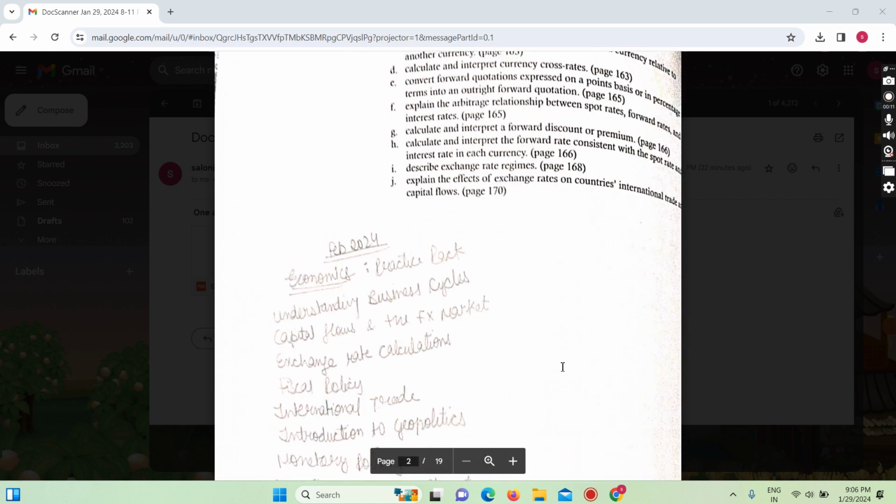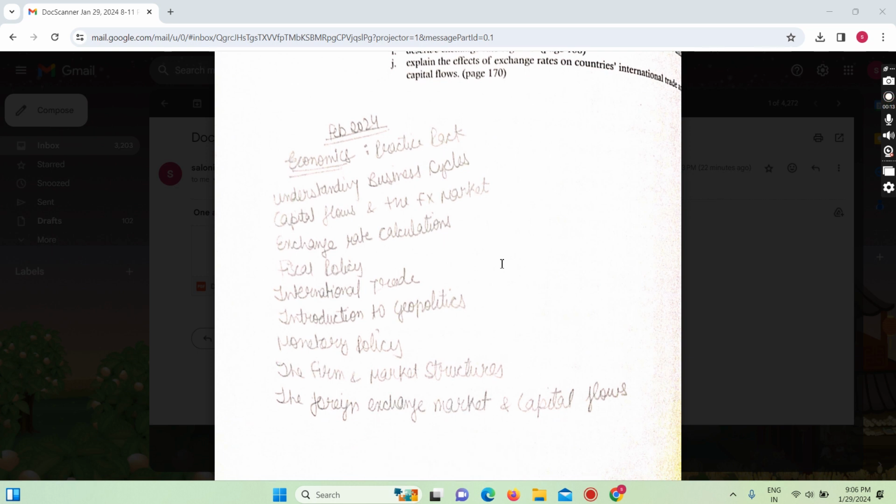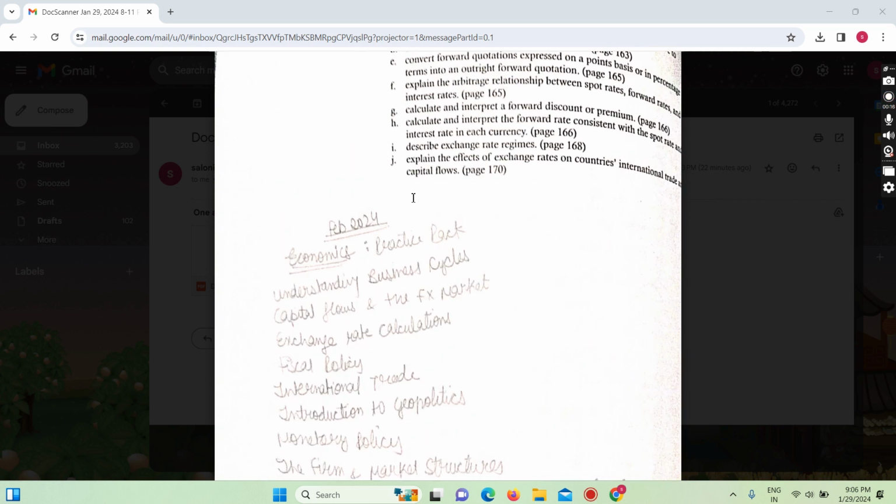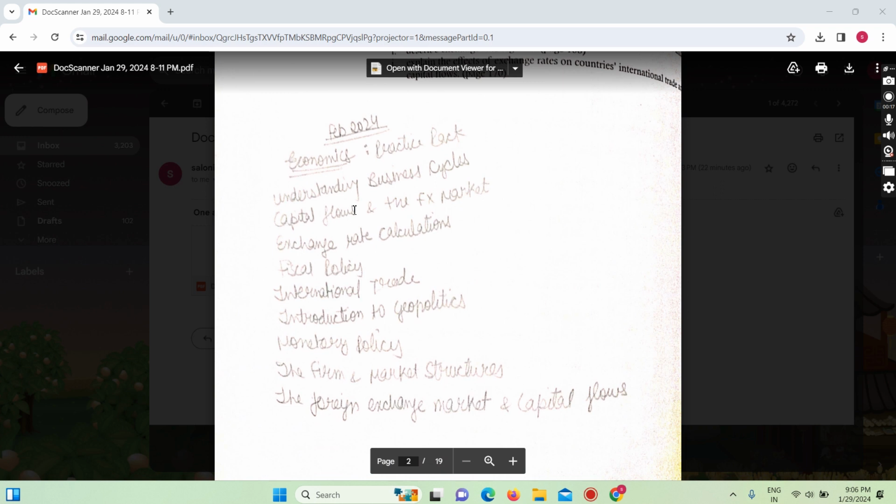In this one, we are reading the economics part, and that is for the CFA level 1 curriculum. Economics part, what are the topics which are covered under the economics?